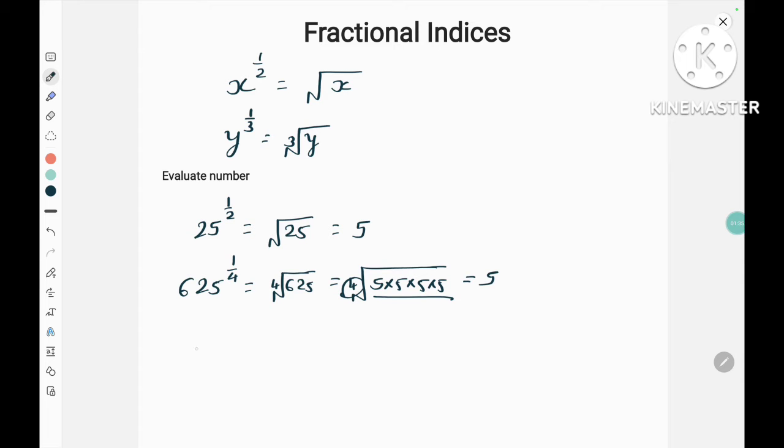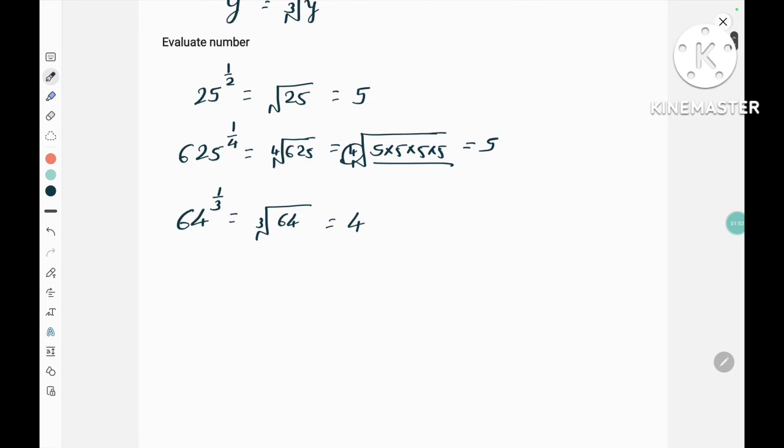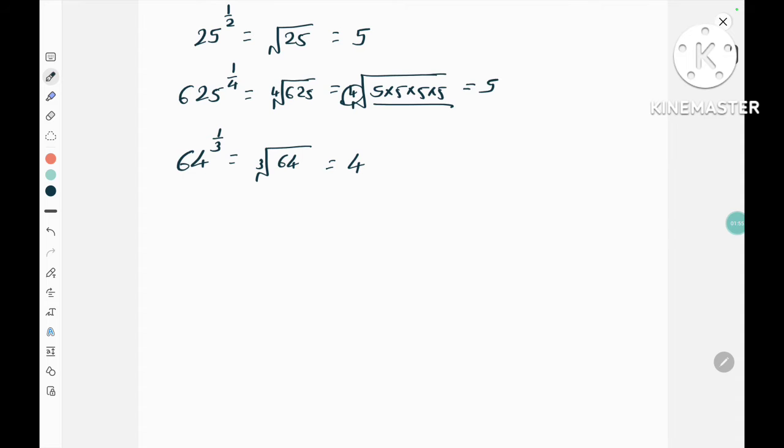Let's see here 64 to the power of 1/3. So cube root of 64, and that is 4, because 4 times 4 is 16, and 16 times 4 is 64. Okay, let's see some fraction numbers.